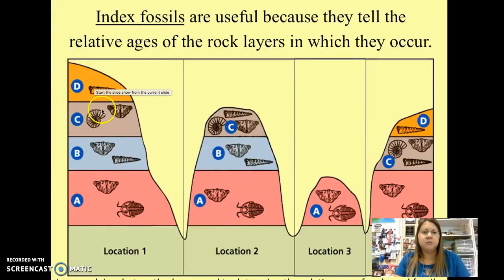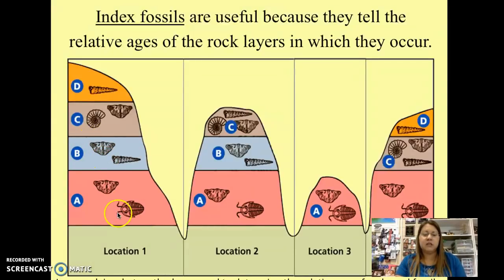So here's an example of how you may see law of superposition on your EOG. So index fossils, since we know that they were widely distributed, they lived a short amount of time, they're useful because they can help you to determine the relative age of rocks. So for example, we have a brachiopod right here. So we have a brachiopod over here. So we know that those two rock layers must be about the same age because brachiopods went extinct and were no longer living after this particular time period.